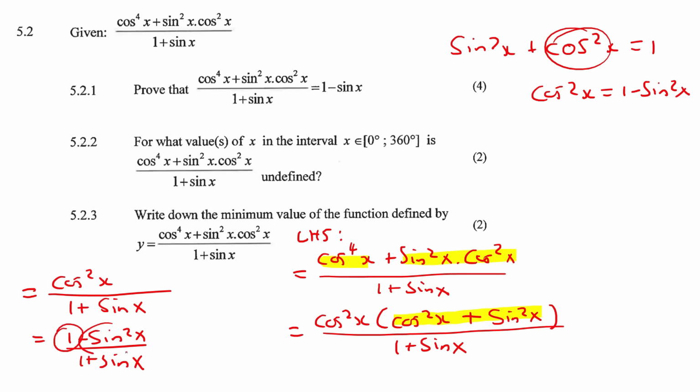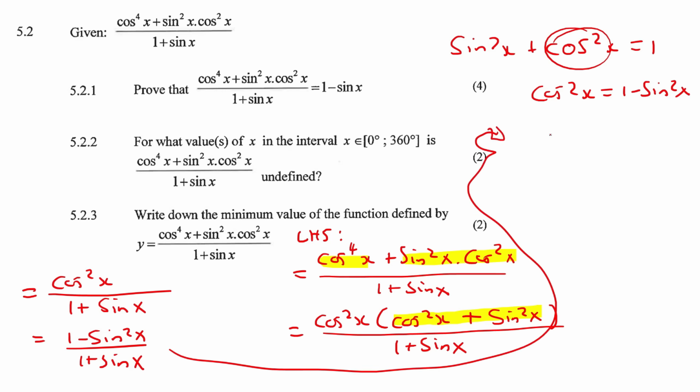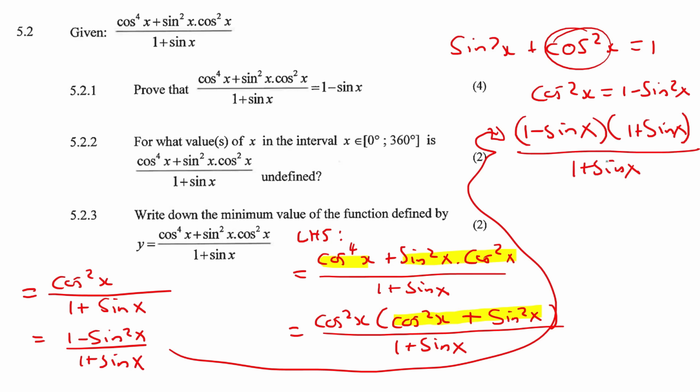Okay, no, that's messy. Let's go over there. So that's going to become 1 minus sin, 1 plus sin, over 1 plus sin. Now, these two can cancel, and therefore we get 1 minus sin x, which is what they wanted. And so we could say, therefore, left-hand side is right-hand side.